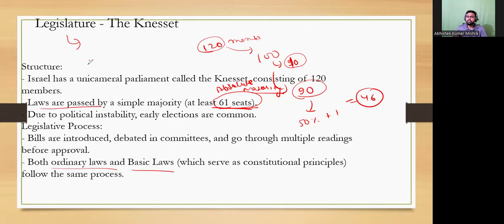Talking about the usual tenure of the legislature, that is 4 years, but there has been no instance where it has completed 4 years. There are a lot of early elections because the government is dissolved, because the coalition parties are taking away their support. That's the main reason.